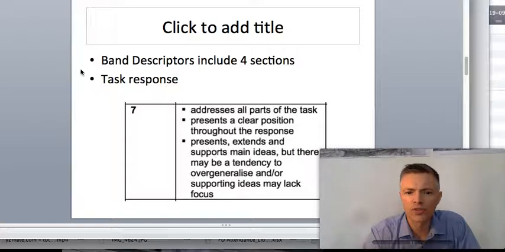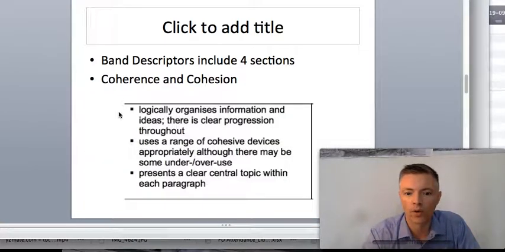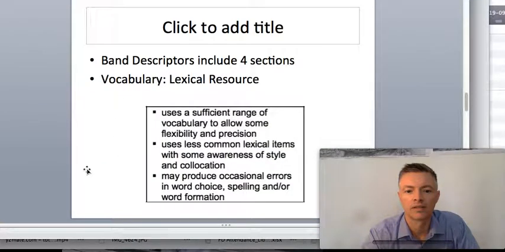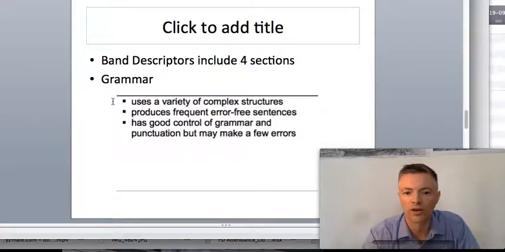So the band descriptors, there are 4 sections in the band descriptors, and each section has 1, 2, 3 points that you need to meet in order to get a 7. Paraphrasing is one of them, and I'll show you which one it is in a second. So these ones are task response. These 3 are coherence and cohesion. These 3 are vocabulary. And these 3 are grammar.